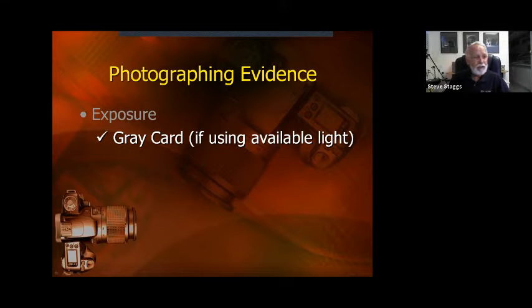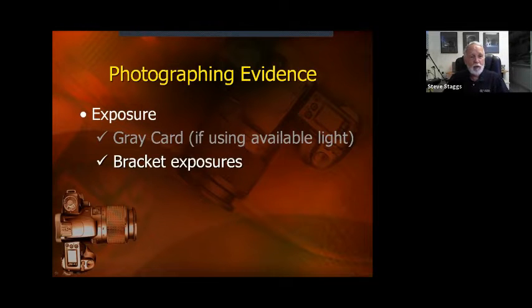Another thing to consider is bracketing. Many types of evidence, if you do a little bracketing, sometimes some detail comes out when you're a little underexposed or a little overexposed. Fingerprints are also an area where that can happen.